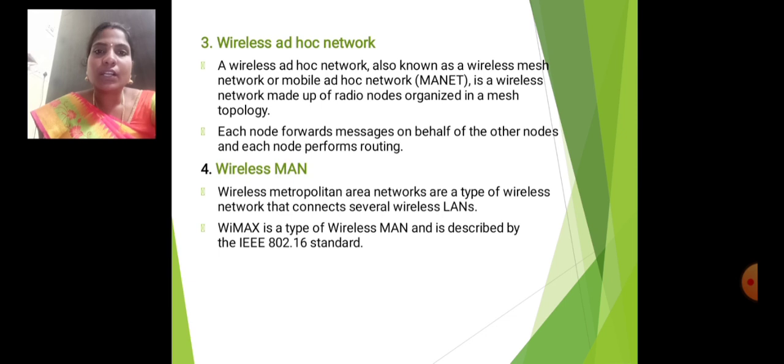Number three, wireless ad hoc network. A wireless ad hoc network, also known as wireless mesh network or mobile ad hoc network, called MANET, is a wireless network made up of radio nodes organized in a mesh topology. Each node forwards a message on behalf of the other nodes and each node performs routing.